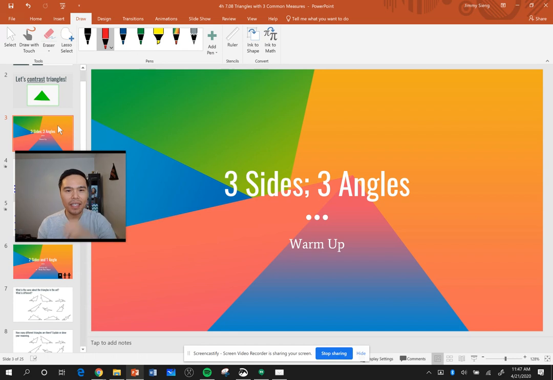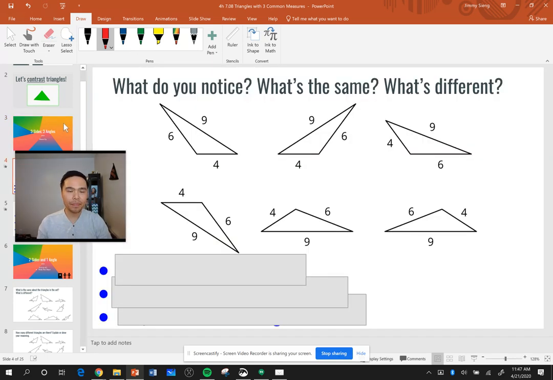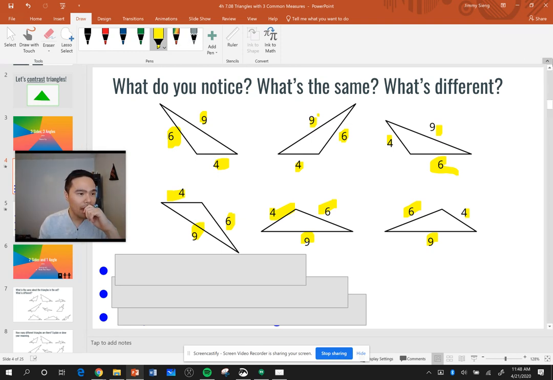Our warm-up today is looking at three sides and three angles. So take a look at these angles real quick. You'll notice something here. Maybe something you'll notice is that you have sides 6, 6, 6, and then all those different numbers together, right? The nines and the fours, right? So maybe that's something you notice right away. Another thing you might notice, just because there are triangles in the same category doesn't mean they're all the same shape, right? We have many different shapes of triangles going on here.